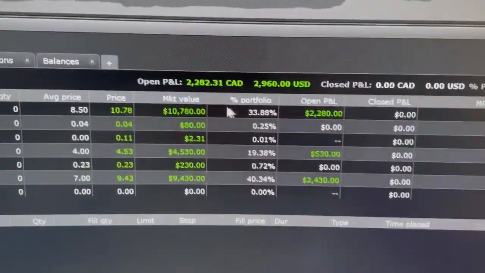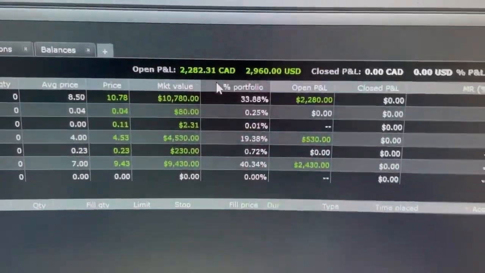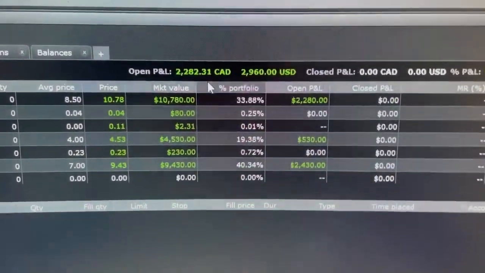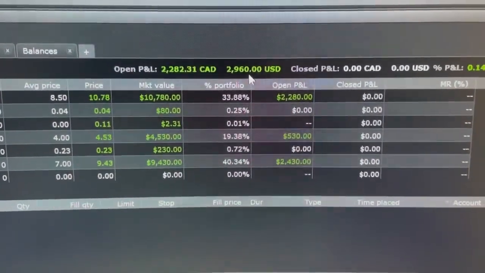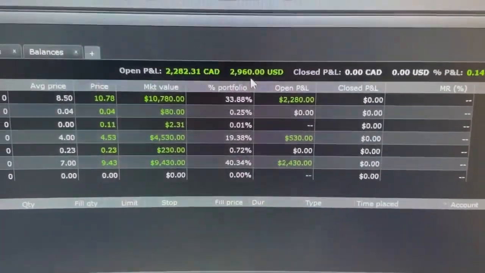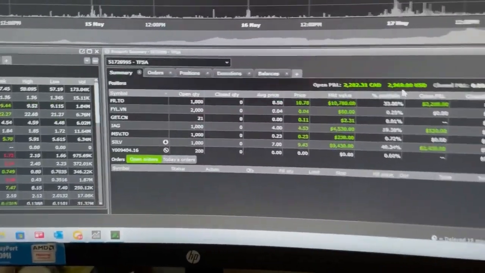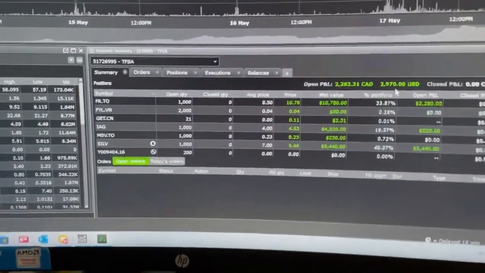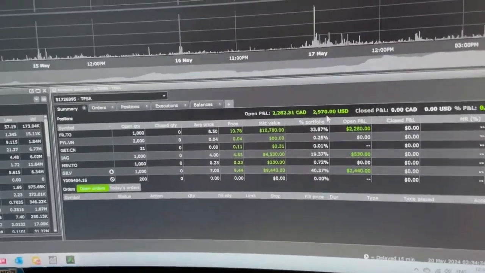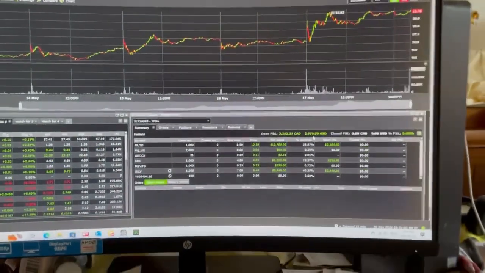It's showing a profit of $2,280 Canadian. See that the PL stands for profit loss. Canadian $2,282.31. US dollars $2,960. I converted the US dollars to Canadian. It's showing a profit of a total of $6,052 Canadian.